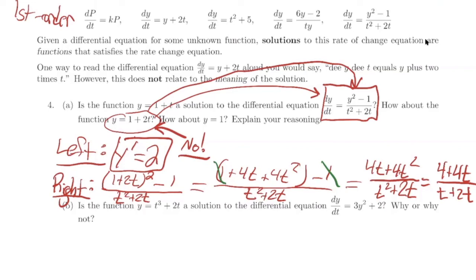But is it a solution? You said it's a solution for specific values of t. Is that possible? But it's not a solution for all the values of t. That's right. So we would say that this thing over here, it's only going to be a solution if the left side and the right side are equal for every single value of t. And since this works for some values of t, but not for other values of t, this is not a solution.